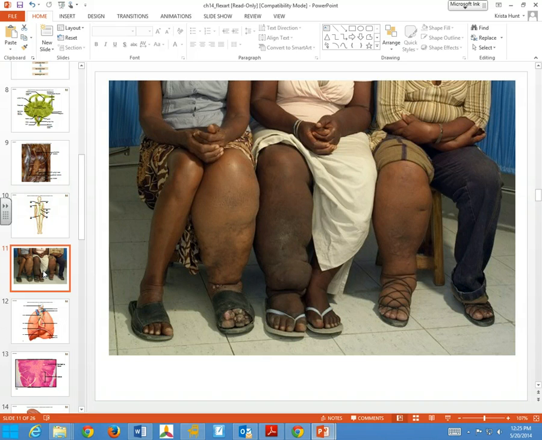The one on the far right is not too extreme of a case. But yeah, it gets much, much worse than that. This is actually a fairly decent picture, but you can get these big nodules, and it's very, very gross looking. Not a fun disease at all to deal with.